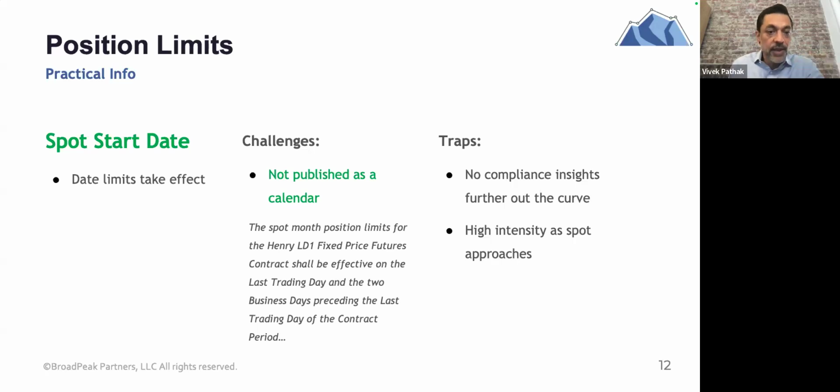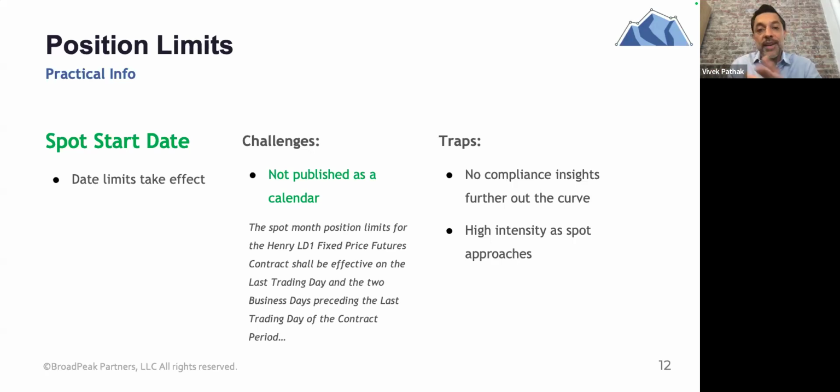So the legal language you see here in the middle of this slide talks about how to describe that date. The spot month position limits for Henry Hub, LD1, and so on. We wrote a domain-specific language to turn all that legal language into an actionable set of calendar dates. We thought that was useful for the industry, and we published that out.